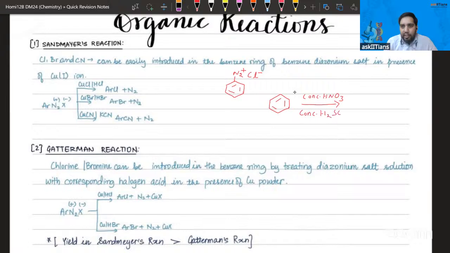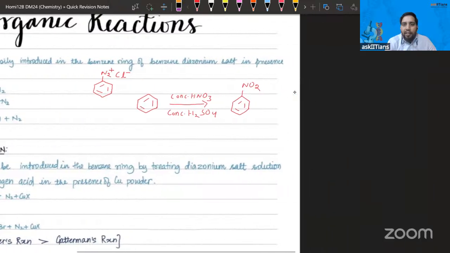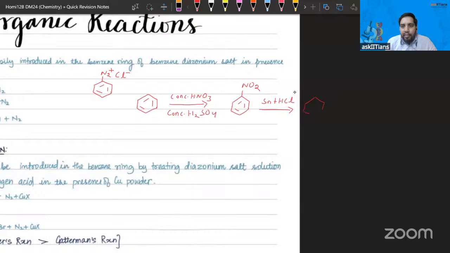So the combination of nitric acid and sulfuric acid is going to produce an electrophile, that is NO2 positive. When we react this electrophile with benzene, we are going to get nitrobenzene. Now the next step is to reduce the nitrobenzene into aniline. So we can take here tin with HCl, or we can also take iron with HCl. It is going to convert into aniline, NH2.